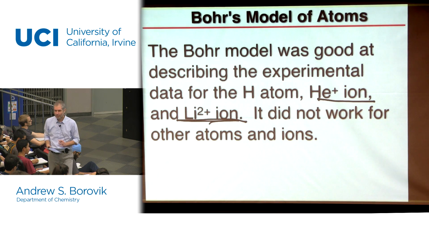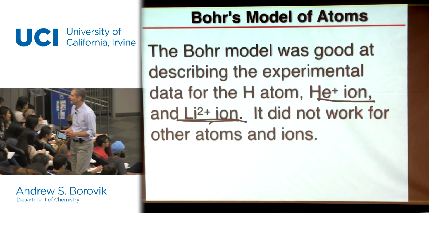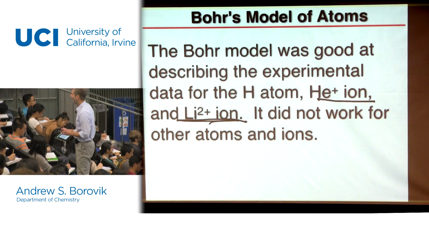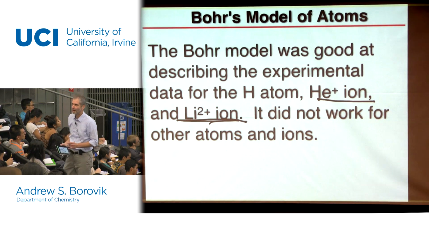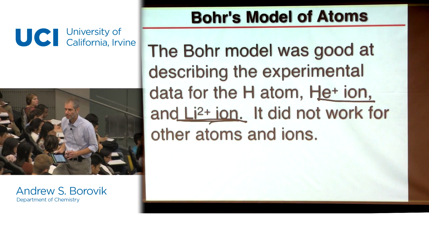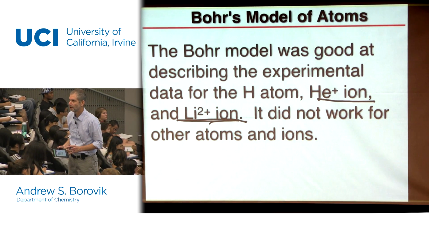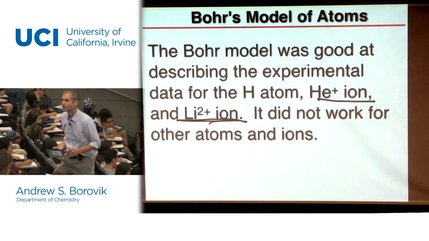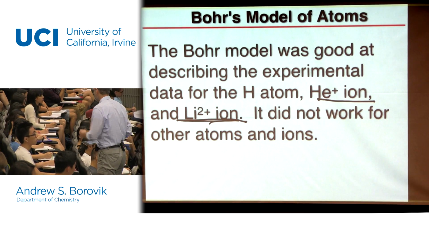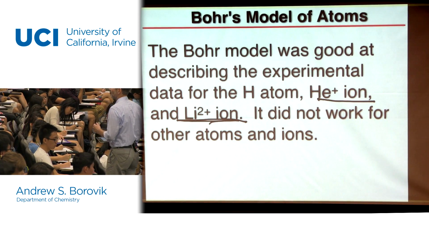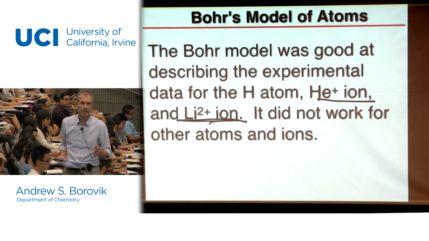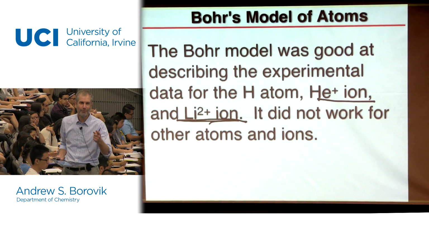Now, you're going to write this down, and as you're writing it down, what do the lithium 2 plus ion, the helium 1 plus ion and the hydrogen atom have in common? Keep it to yourself. I'm going to ask someone. What do they have in common? They have one electron. Absolutely. That's a wonderful answer. Thank you very much. They have one electron. And so it turns out that the Bohr model works spectacularly well for atoms that have one electron.